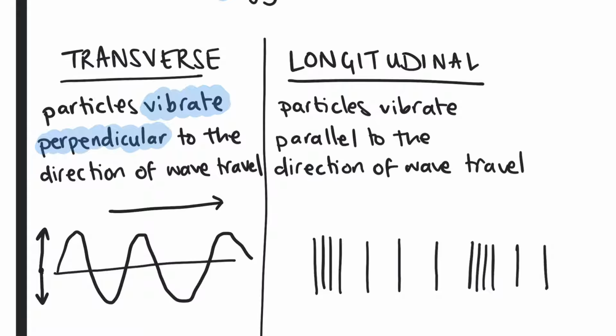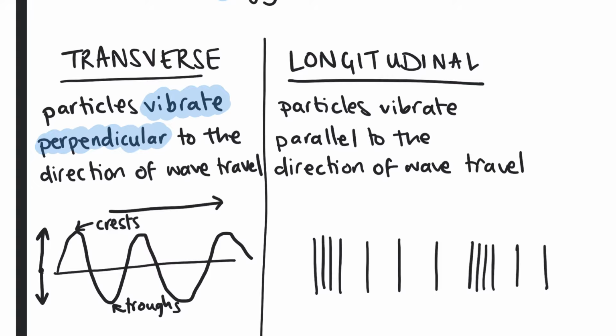And that's an example, the Mexican wave we talked about earlier. A person will move their hands up and down, but the wave itself will travel from left to right. Now a wave like this will have crests or peaks, which is the top of these waves, and it will have troughs, which is the bottom of the wave.